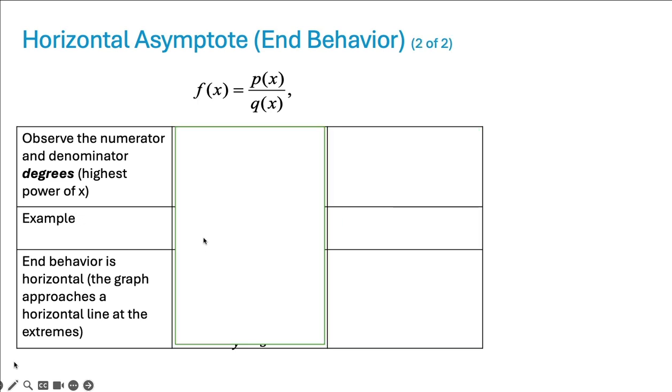What about the end behavior when we have the degree of the denominator that is bigger than the degree of the numerator? So again, the degree of the denominator is bigger than the degree of the numerator. And it doesn't matter if it's only 1 degree more or 5 degrees more. It just has to be more.